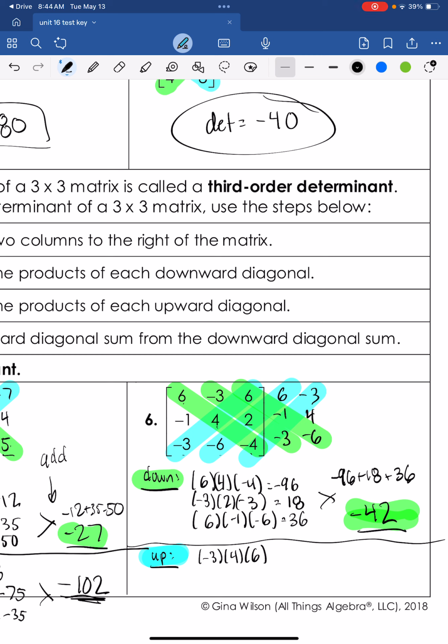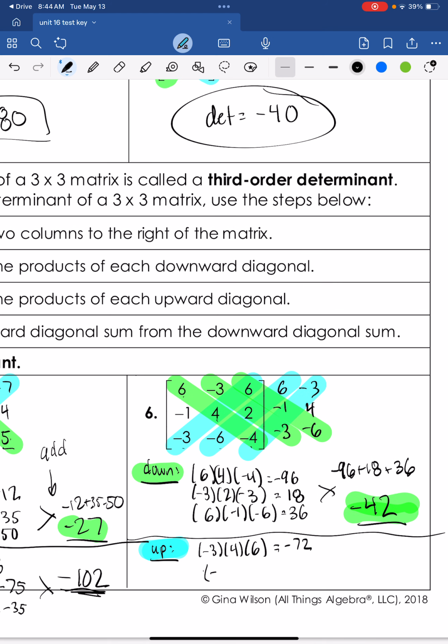And if you can do this in your head, absolutely go ahead. But do be aware you're going to have to do this by hand on your test. The numbers will be fairly simple, but you should be able to multiply these things slowly but surely. So negative 3 times 4 is negative 12. Negative 12 times 6 gives you a negative 72.